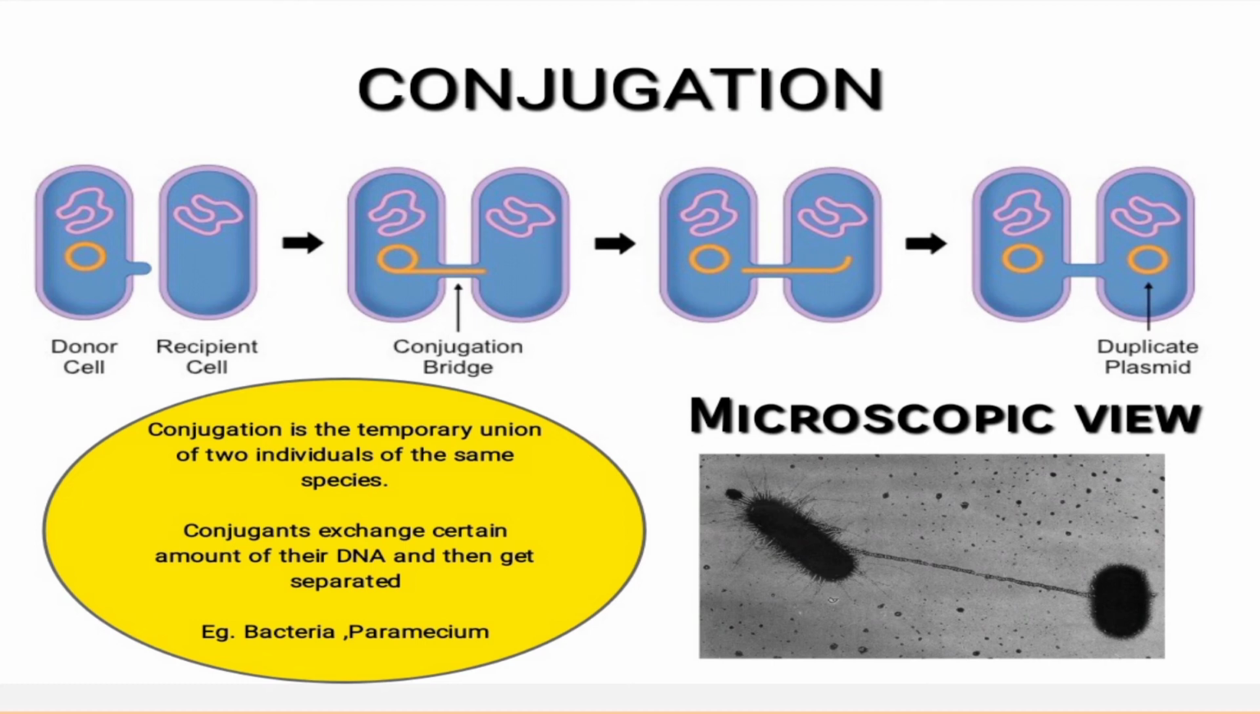So one bacteria is united with another one with the help of the bridge that is formed, that is the pilus. Okay, so conjugation is very easy.